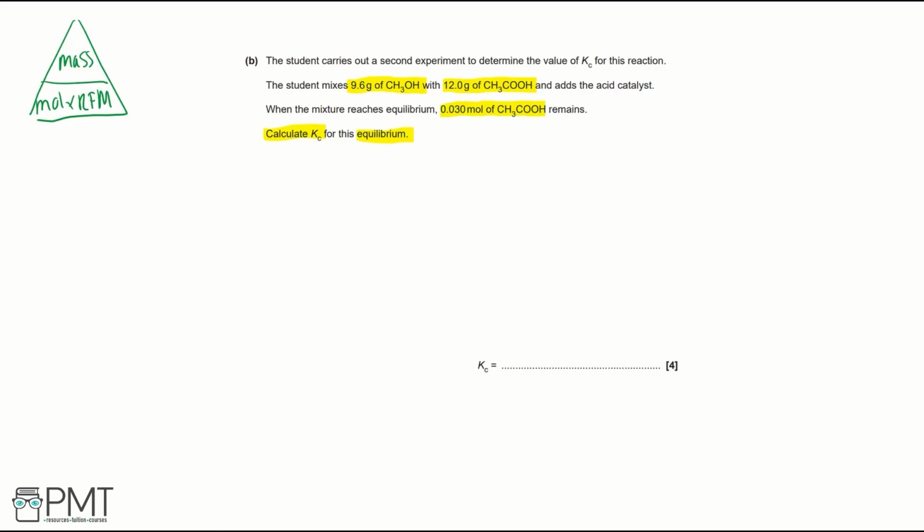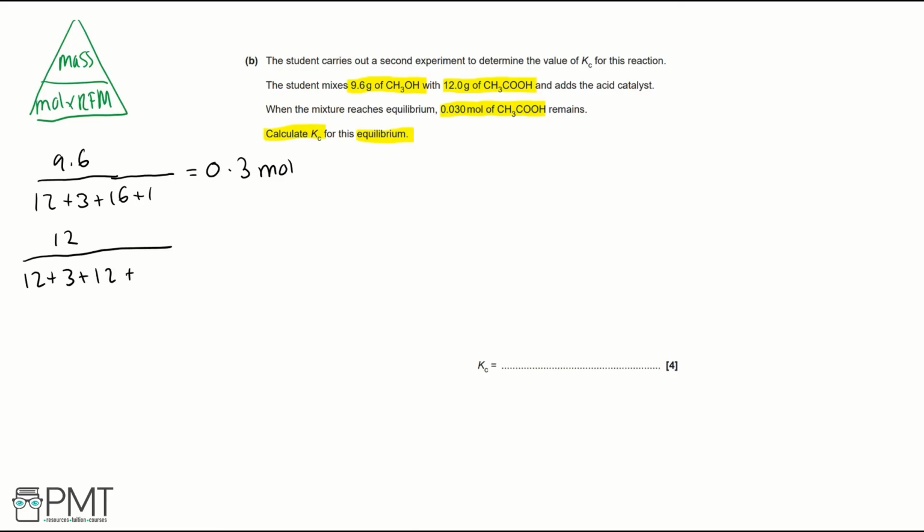So we're going to calculate the moles here, where we've got 9.6, we're going to divide by 12 plus 3 plus 16 plus 1, which is the relative formula mass of methanol, and that equals 32, and it's going to equal 0.3 moles when you divide. Then we're going to work out the moles of ethanoic acid, which is 12 divided by 12 plus 3 plus 12 plus 16 times 2 plus 1. So when we divide this, we get 0.2 moles.